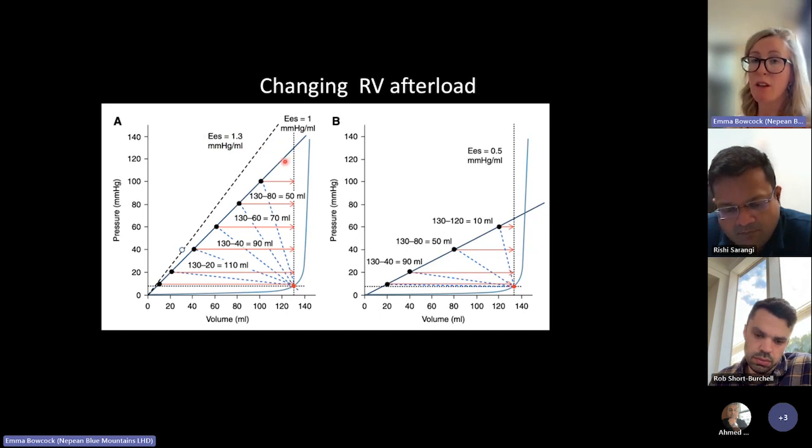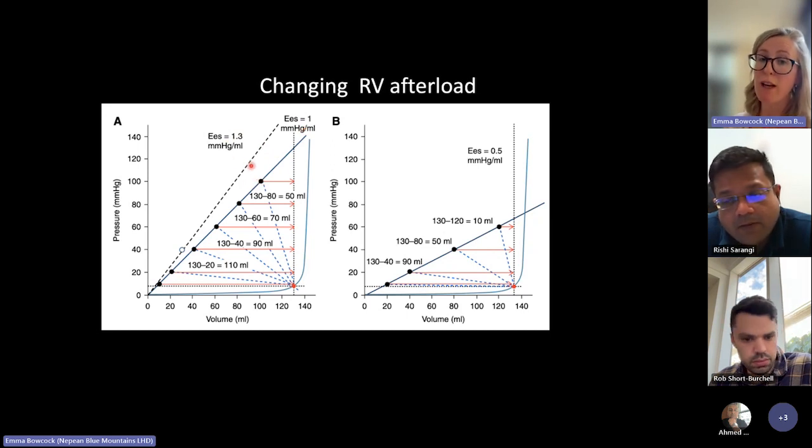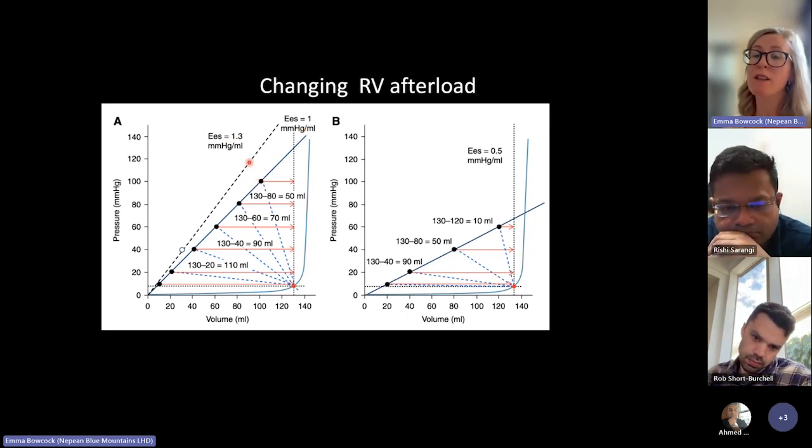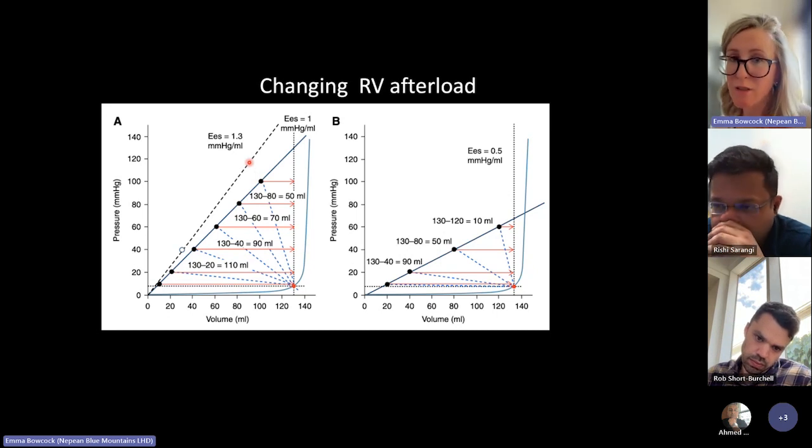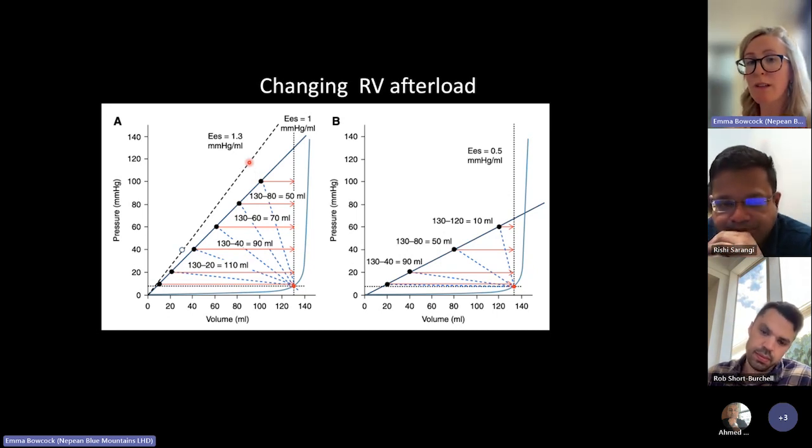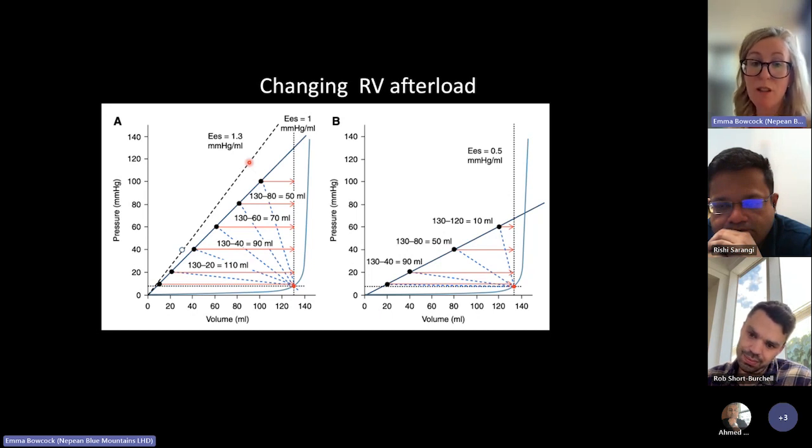Even if I give them something to improve their contractility, I'm only going to shift them back up to here. So if I increase it by 30%, 1 to 1.3, I'm only going to move them back up here. So even increasing contractility in this setting doesn't massively improve our stroke volume of the RV. And we have to pay a lot of attention, therefore, to RV afterload in these circumstances to try to improve our stroke volume.